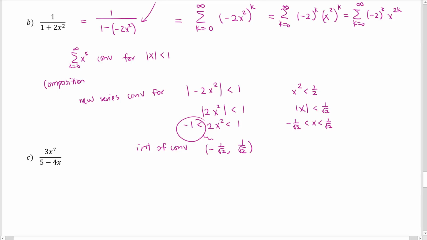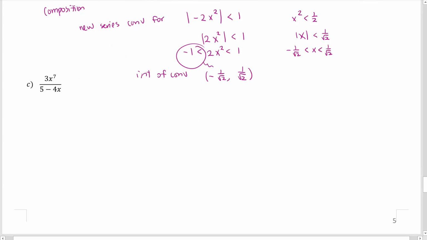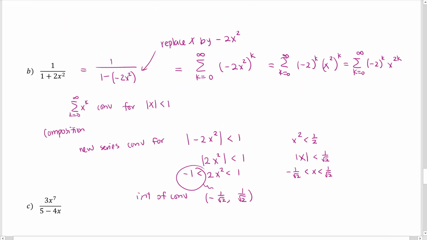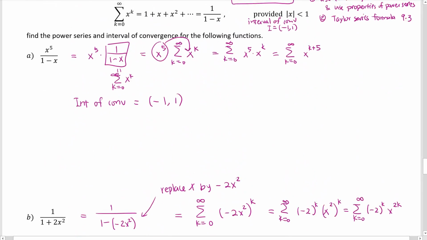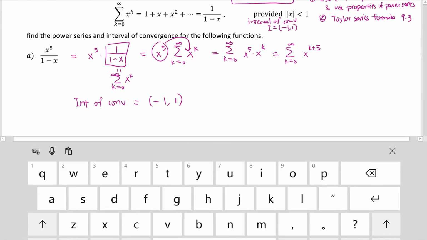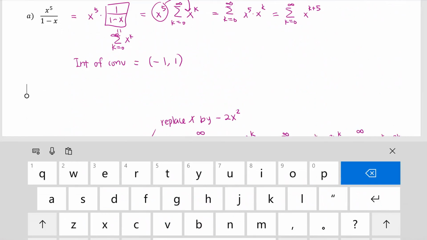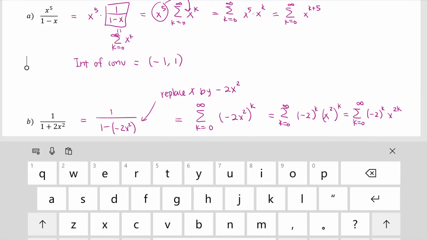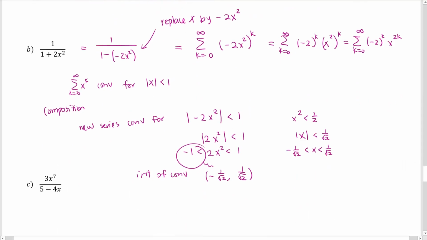Okay, let's continue. So part C. Oh, part C, this is harder than what we have learned before. Okay, so what's the relationship between that and the 1 over 1 minus x? Okay, so I may need more space, so okay, then I can have more space in part C.